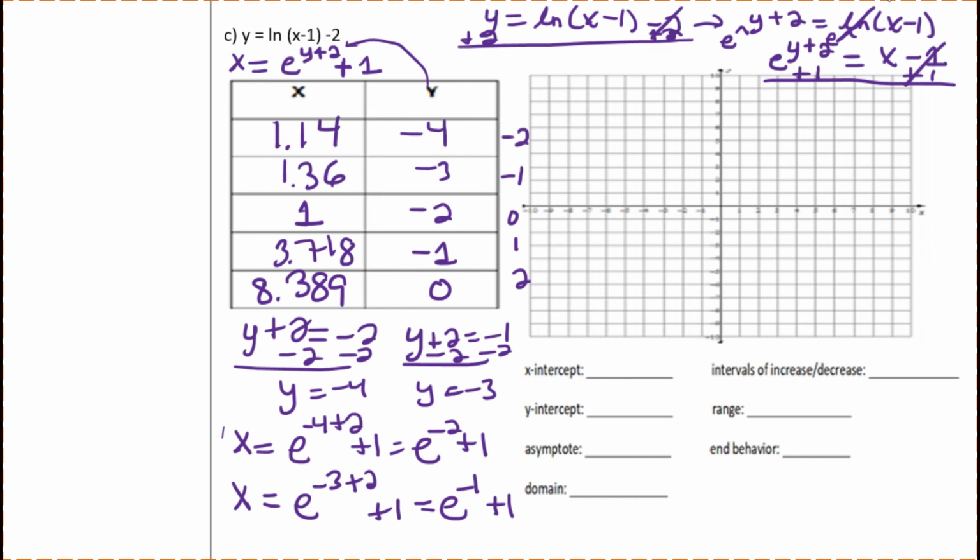So when x is 1.14, y is -4. When x is 1.36, y is -3. Let me erase that. This should say 2, guys. I'm sorry, it looks like a 1. It should say 2. So when x is 2, y is -2. When x is 3.718, y is -1. When x is a little bit over 8, y is 0.